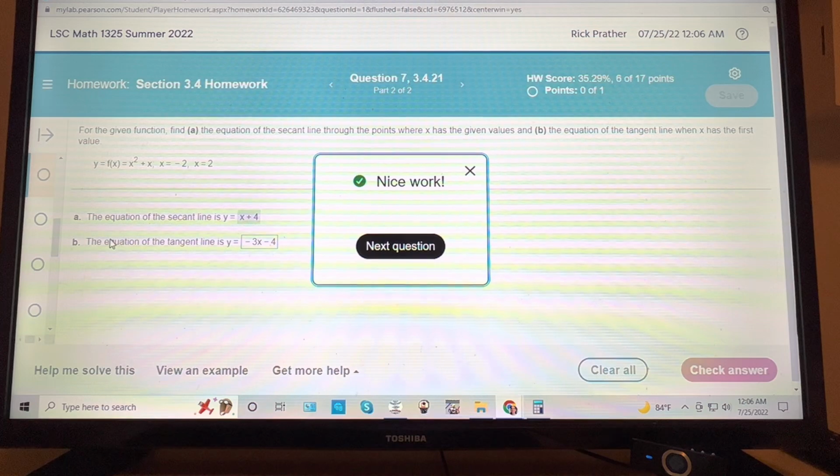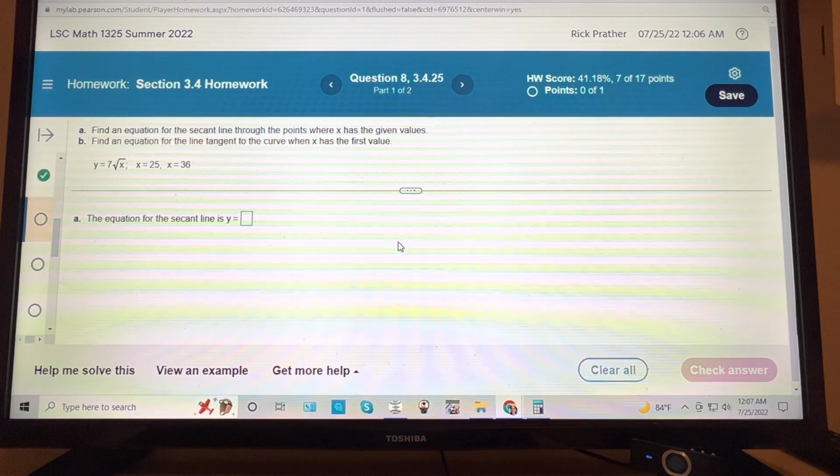When you do derivatives, they often ask you to find the equations instead of just the slopes. If they ask for the slope, that comes directly from the derivative. The equation, you got to go back to algebra and do y equals mx plus b. So this is the same kind of question, just the function is different.